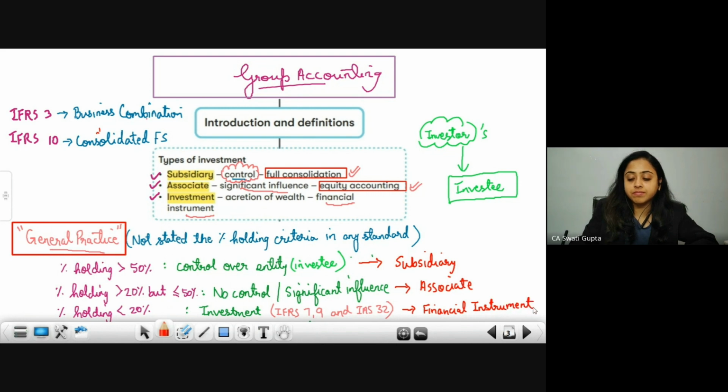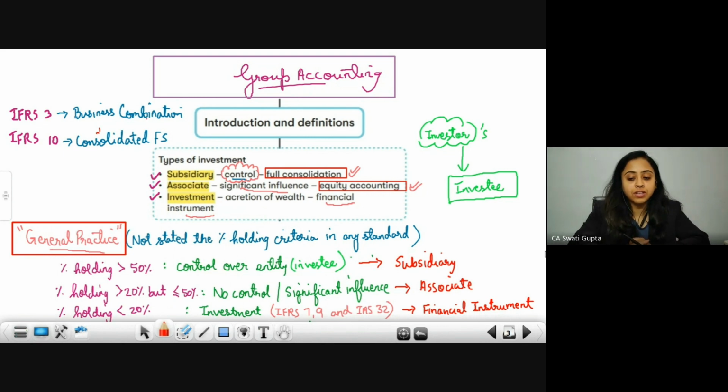Any doubt till here? Make sure when you are practically applying it with your clients, you never quote that the percentage criteria is the basis on which you make this decision. Never. It's just a general practice. It's not mentioned in any standard.